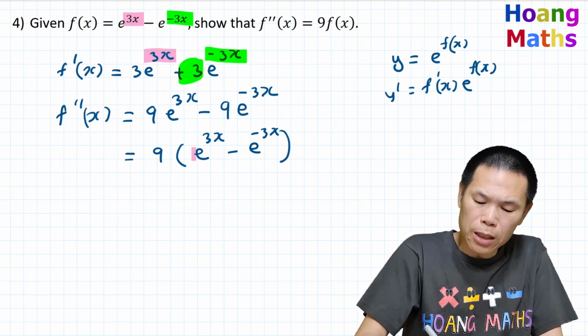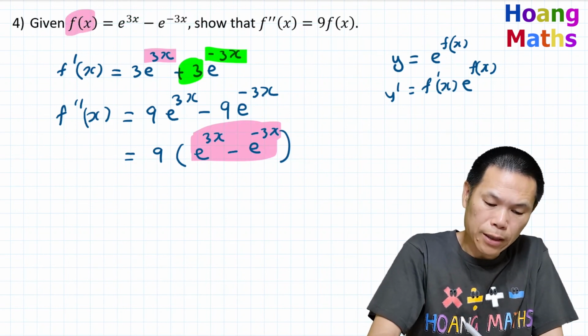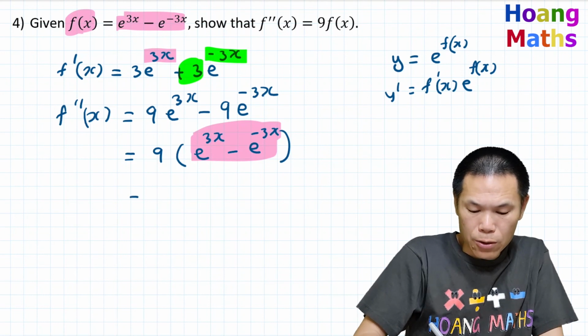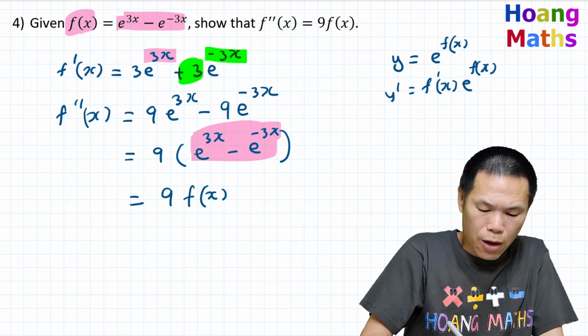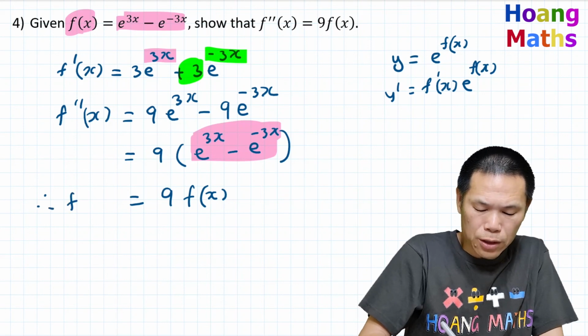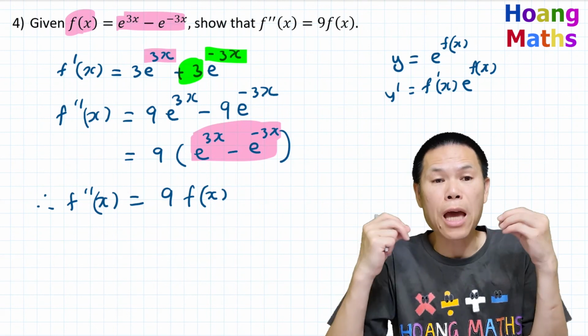So if you think about it, this one here is actually f of x. So there you go. So that will give me equal to 9f of x. So therefore, f double dash x is equal to 9 times f of x.